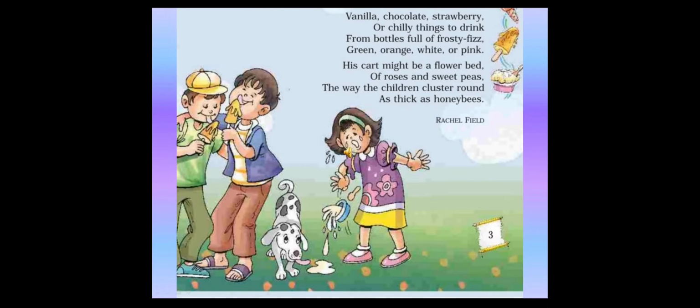His cart might be a flower bed of roses and sweet peas, the way the children cluster around as thick as honeybees. Now students, we had thought that this is a poem about ice creams, but now it seems that it is a poem about a garden, right? Doesn't it look strange to you? Alright, we'll find out why the ice cream cart has been called a flower bed, but let us first see the meaning of the word cluster.